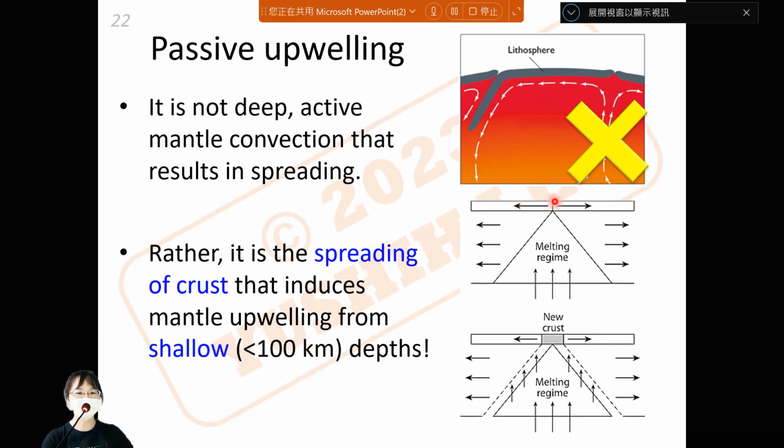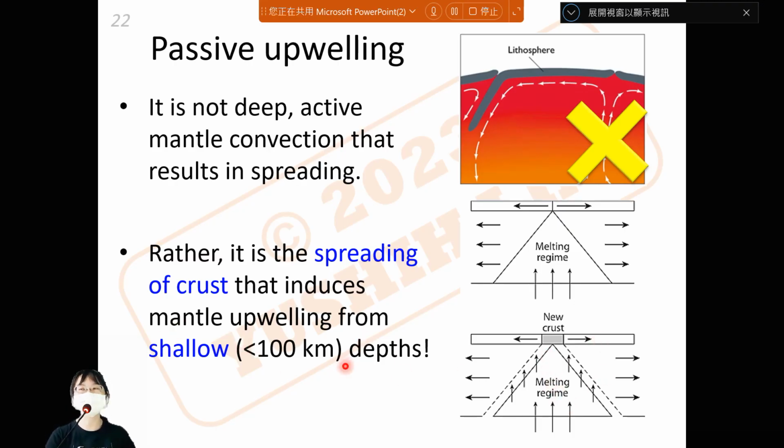The plate here is pulled apart first. And because the mantle is ductile, if there is a gap here, material will come in to fill the gap. That's the reason why the mantle will ascend. You learned from our previous topic that rock usually melts when it ascends. This is what we call pressure release melting. Because of the reduction of pressure, and therefore the reduction of the solidus, that leads to the melting of rock.